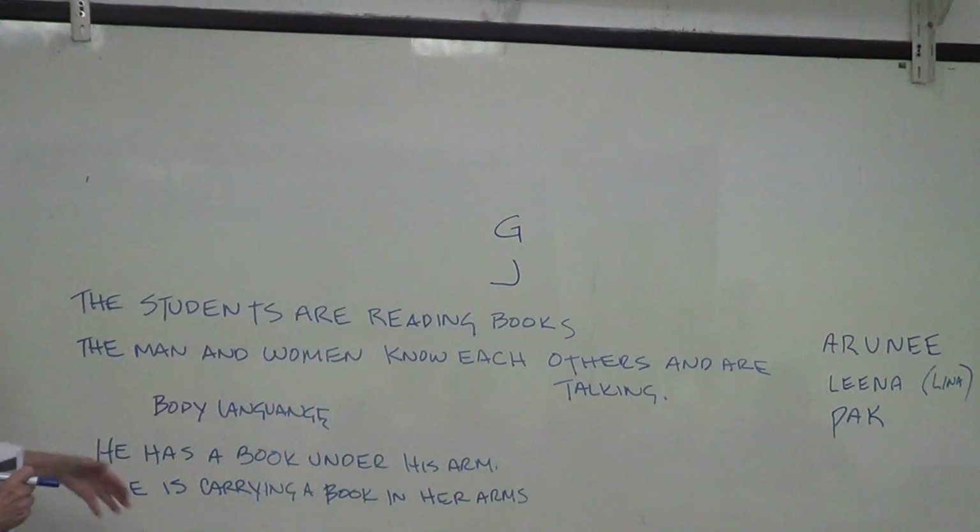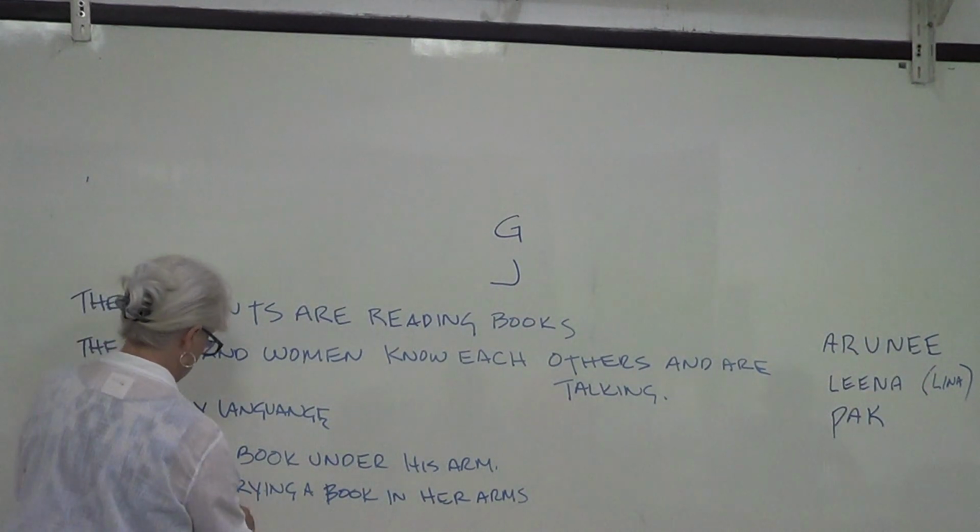So he has a book under his arm. She is carrying a book in her arms. Can I say she is holding? She's holding a book in her arms. Not hugging, but she's holding. Yes, you could say she is carrying a book in her arms. She is holding a book.